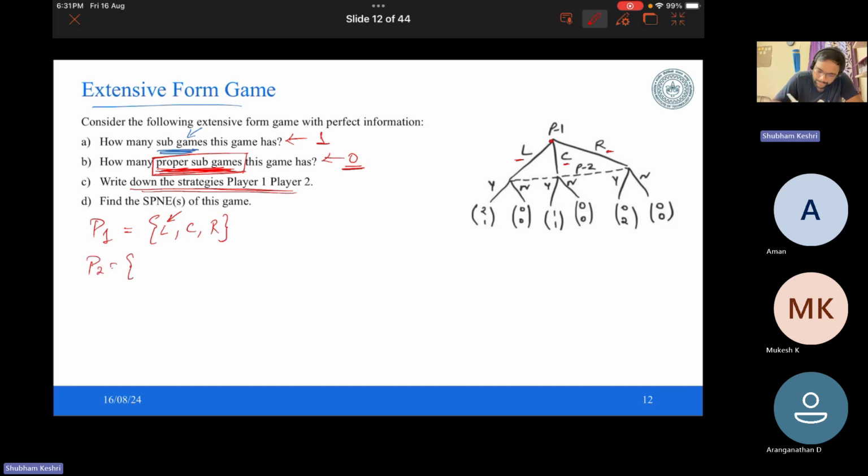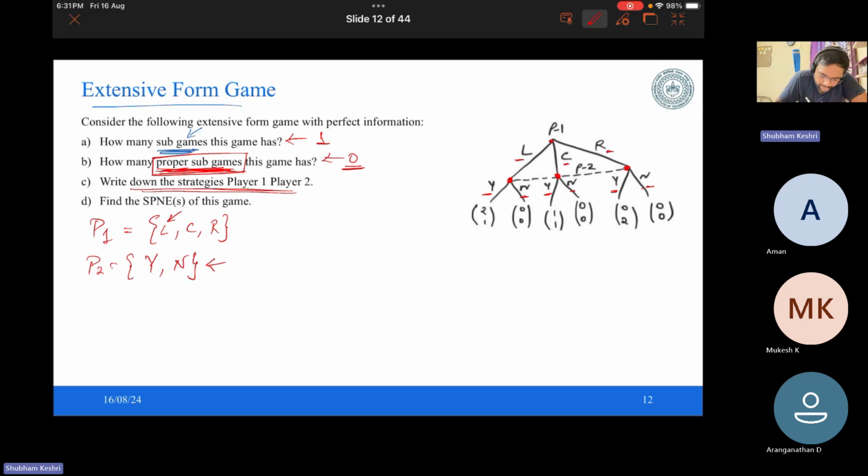For player 2, you see Y, N, Y, N, Y, N, but this is actually a simultaneous game where these three nodes are indistinguishable for player 2, right? Therefore, player 2 will not be able to distinguish between these three nodes, and these actions Y and N will be the same at all the nodes. Therefore, the strategies for player 2 will be Y and N. That's it. Only two strategies. This is the strategy set for player 2. Is this correct? Okay.